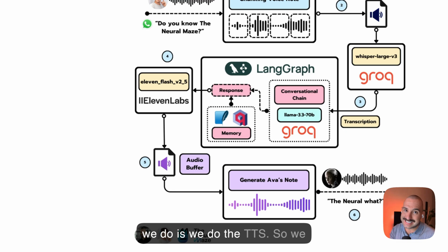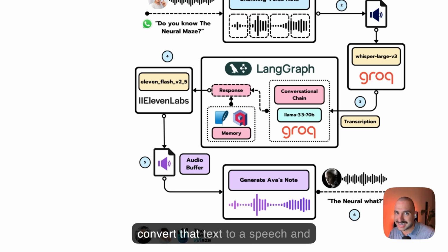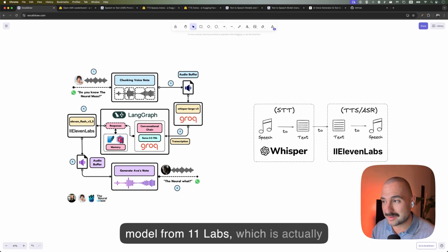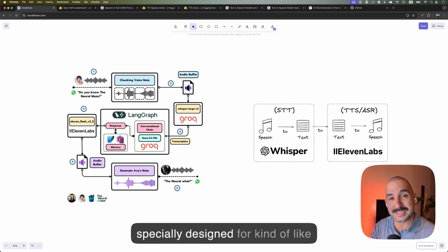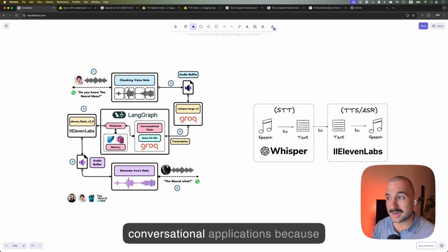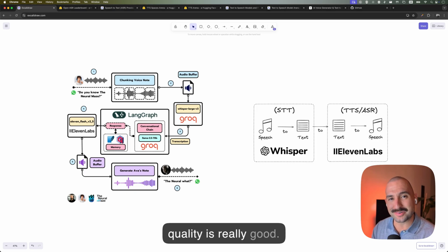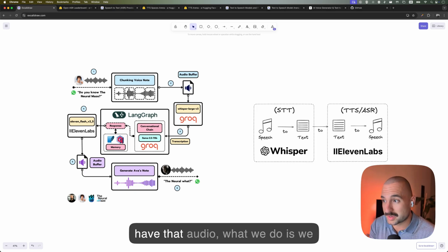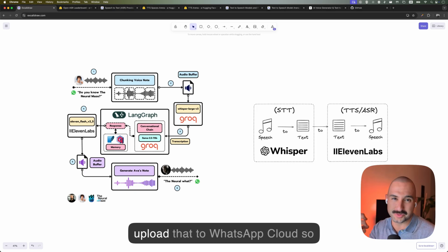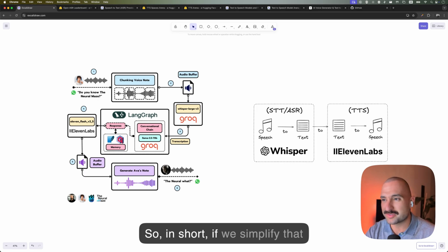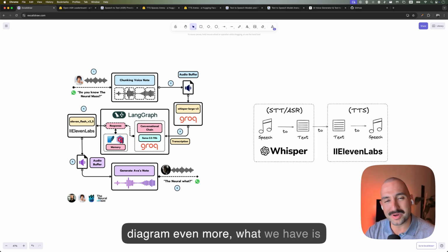But essentially after that, what we do is the TTS. So we convert that text to speech. And we do that by using the Eleven Flash 2.5 model from ElevenLabs, which is especially designed for conversational applications because it's quite fast and still the quality is really good. And finally, once we have that audio, we upload that to WhatsApp Cloud so that then it appears in WhatsApp.